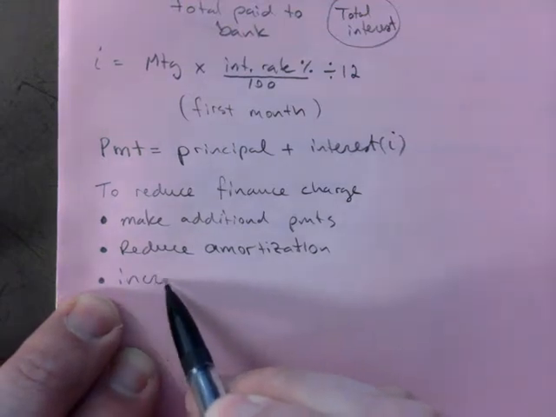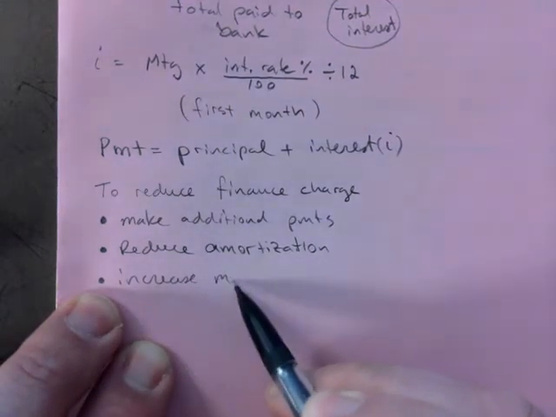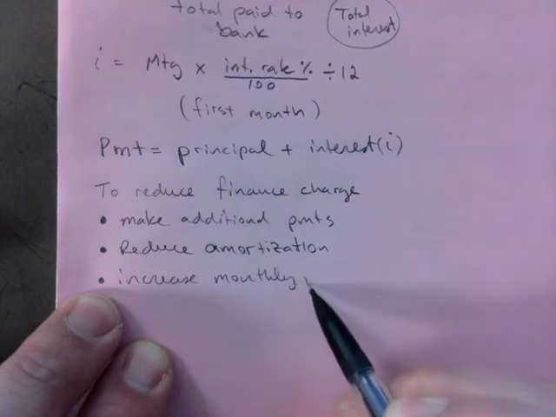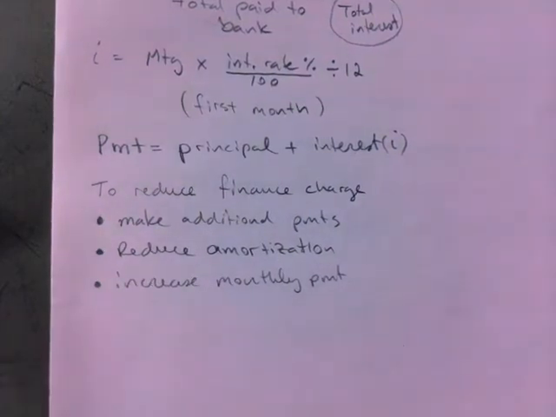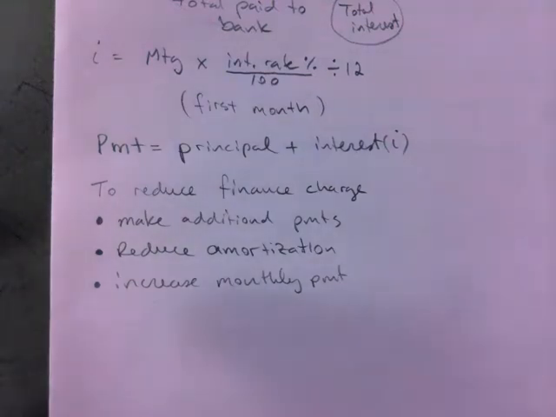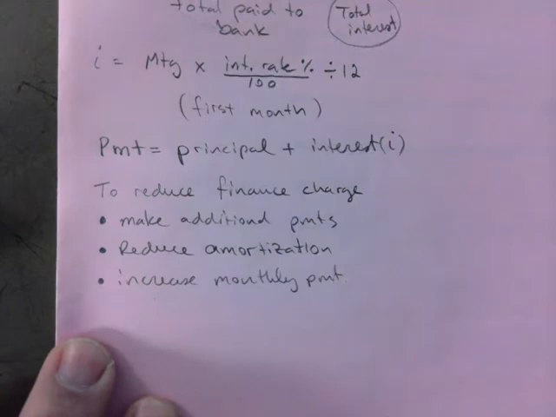Increase the payment, right? So increase monthly payment. So if a bank charges you $700 every 2 weeks, you say I want to pay $750 or $800, right? You make it bigger. So anything like that will help you there.